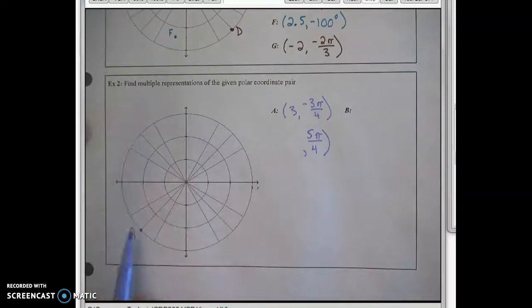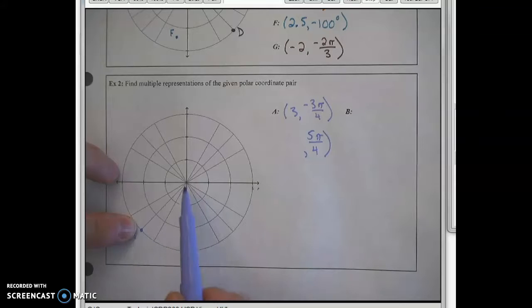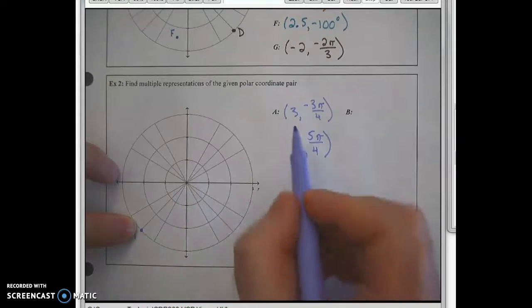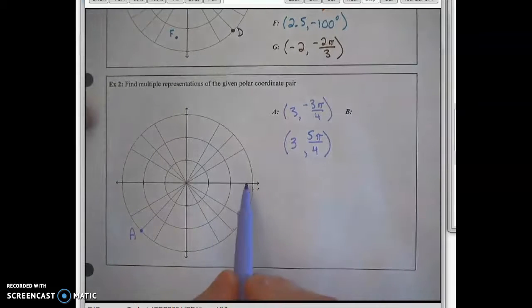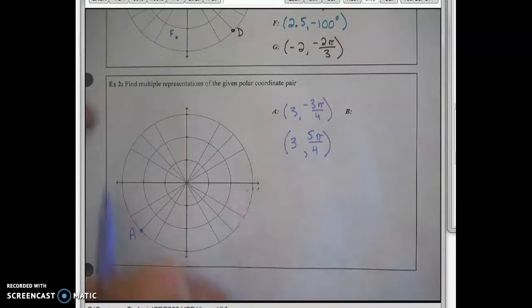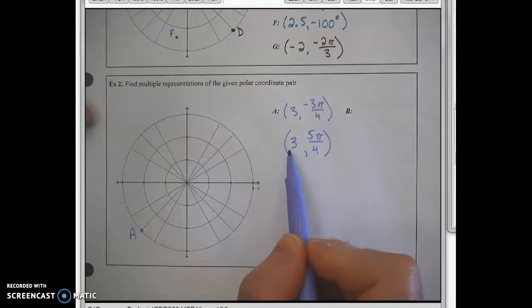So 5 pi over 4 takes me here. This is where I want to end up. So from the origin, I need to go positive 3. I want to go towards that angle. Okay, so we've gone to this location this way, and we've gone to this location this way. There's no other way to get here on the rotation, but what we can do is rotate directly across from it and then use a negative radius.